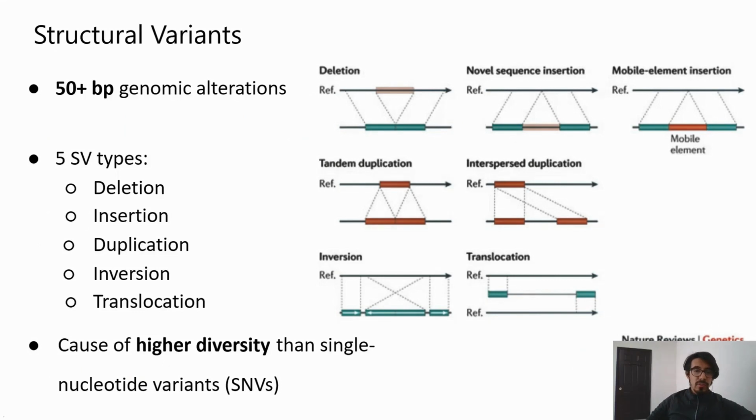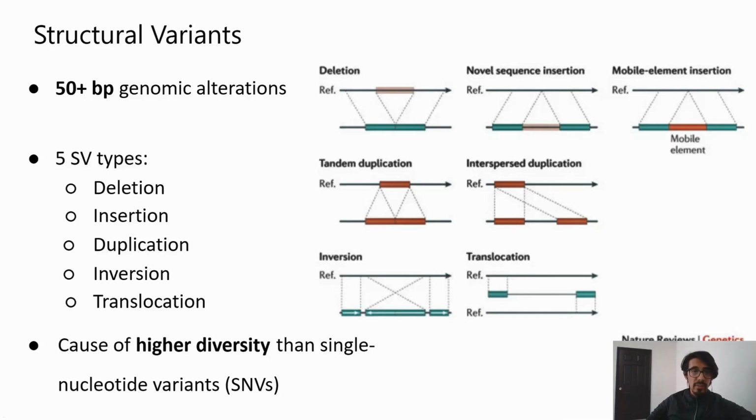Over the past decade, the role and impact of structural variants have become more and more relevant. Structural variants are loosely defined as 50 base pair or larger genomic alterations that fall into 5 categories: deletions, insertions, duplications, inversions, and translocations. And in some cases, complex events that are a combination of 2 or more of these types. Here we can see examples of each of them.